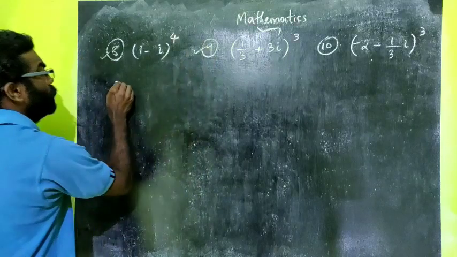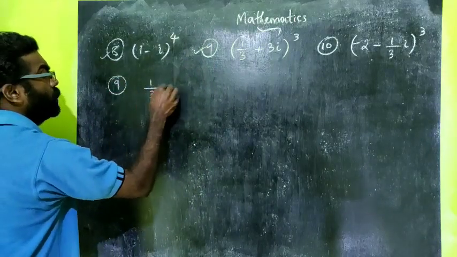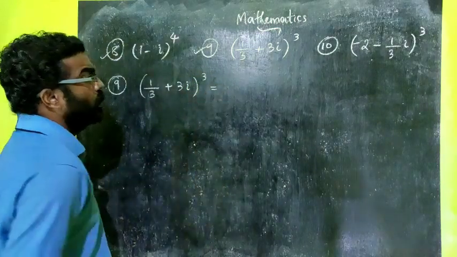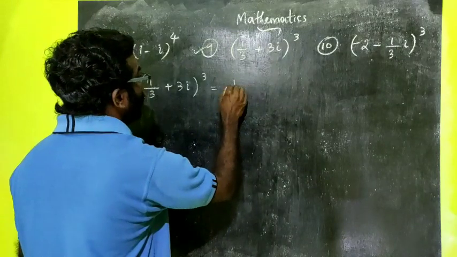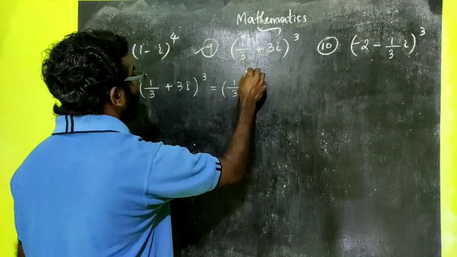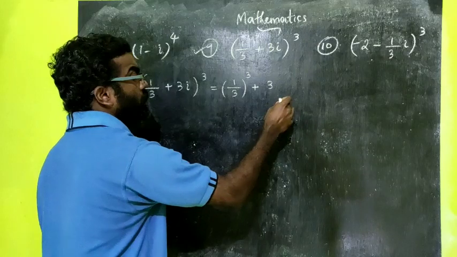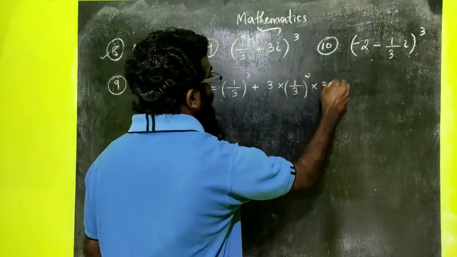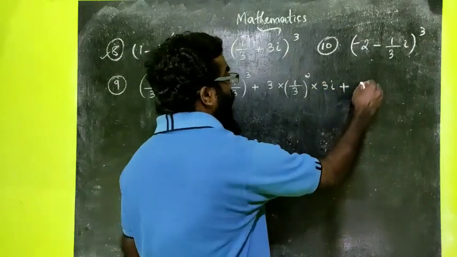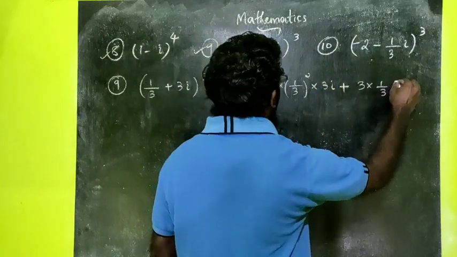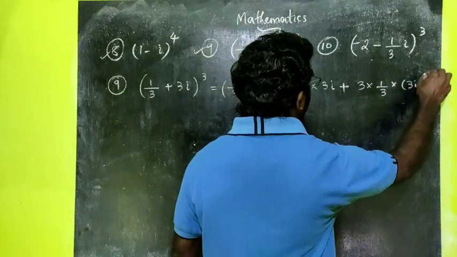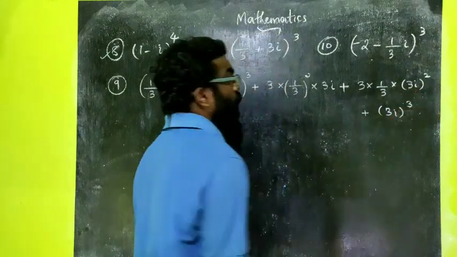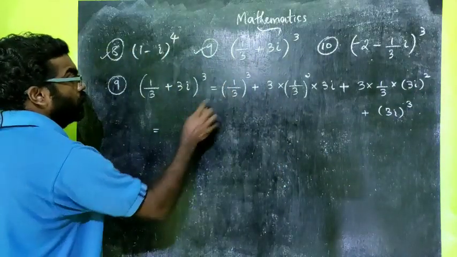Now the next question is 1 by 3 plus 3i the whole cube. We know the identity a plus b the whole cube. a plus b the whole cube is a cube plus, here 1 by 3 the whole cube, plus 3a square b, 3 into 1 by 3 the whole square into 3i, then plus 3ab square, so 3 into 1 by 3 into 3i the whole square, then plus b cube, 3i the whole cube. Okay.